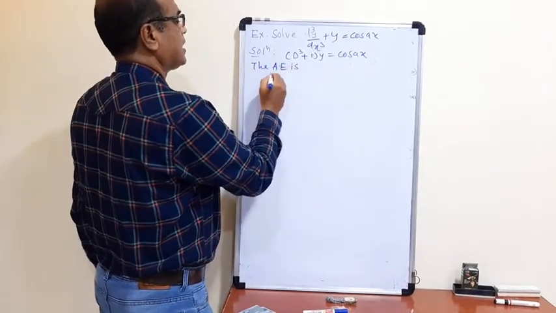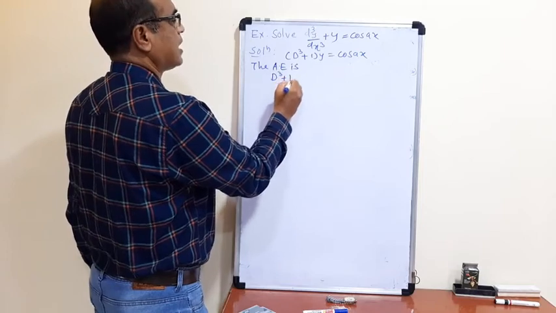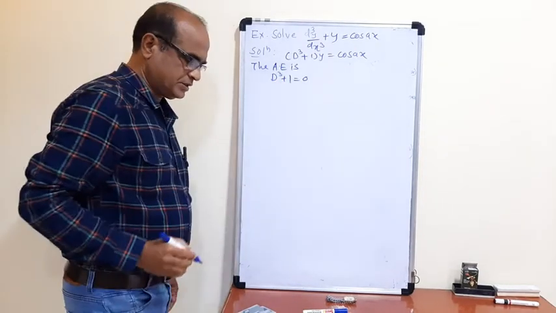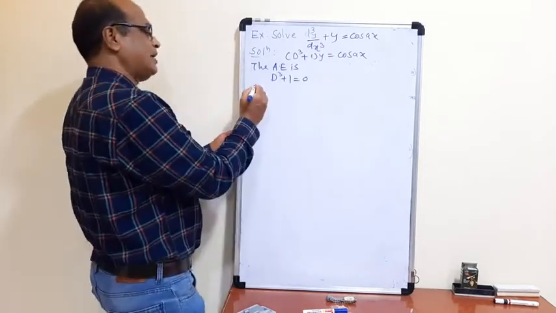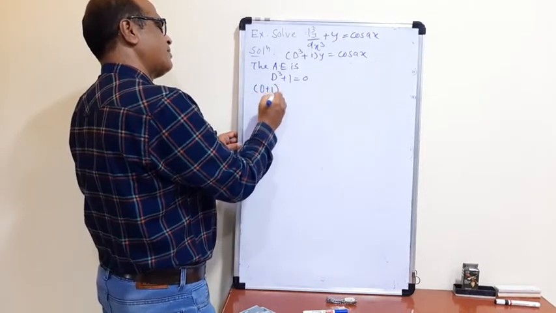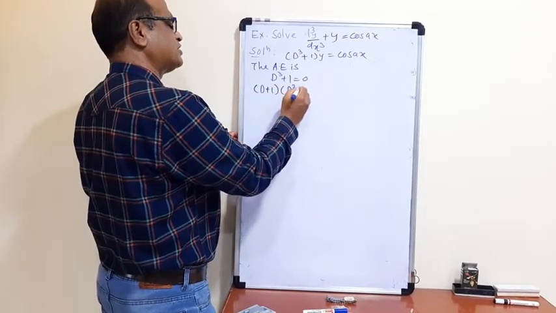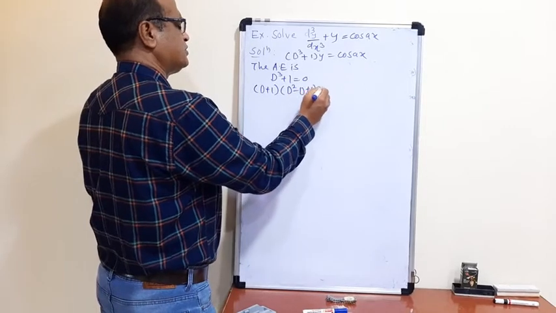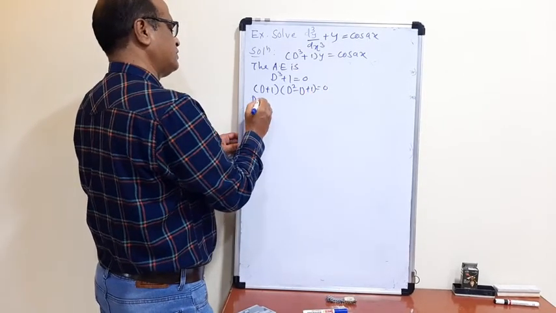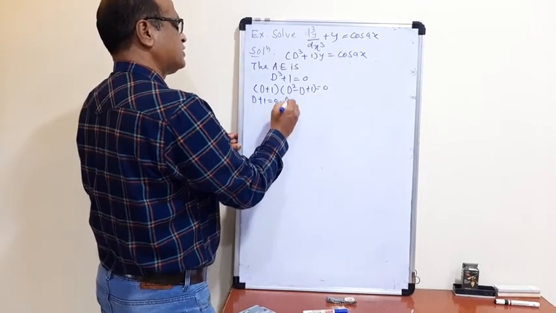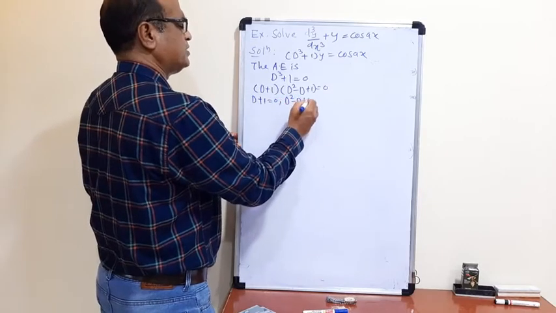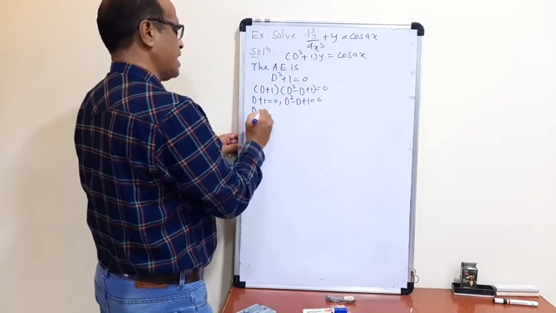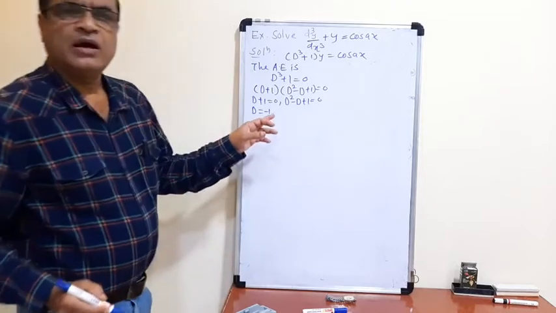The auxiliary equation is d cube plus 1 is equal to 0. This equation can be factorized as d plus 1 times d square minus d plus 1 is equal to 0. So d plus 1 is equal to 0, giving d is equal to minus 1, and d square minus d plus 1 is equal to 0.